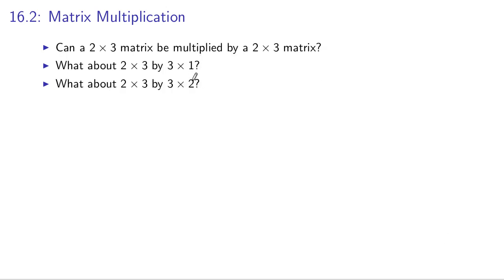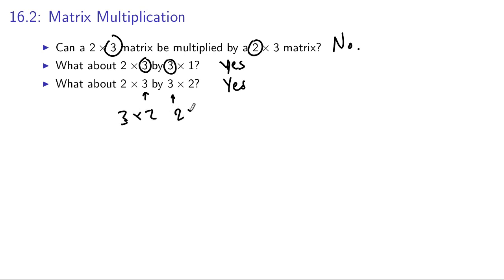So can a 2 by 3 matrix be multiplied by a 2 by 3 matrix? The answer is no, because these dimensions do not match. What about a 2 by 3 by a 3 by 1? These dimensions match, so the answer is yes. What about a 2 by 3 by a 3 by 2? The 3's match, so the answer is yes. And what about multiplying these in the other order? We wouldn't get the same result, but we could do a 3 by 2 by a 2 by 3 as well. Whereas with this one we couldn't, because you'd have a 1 and a 2.